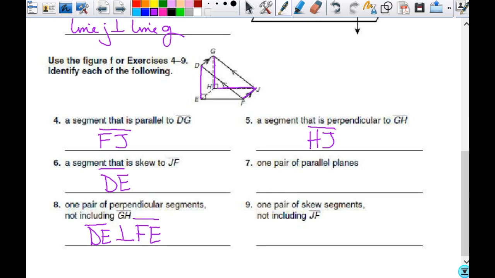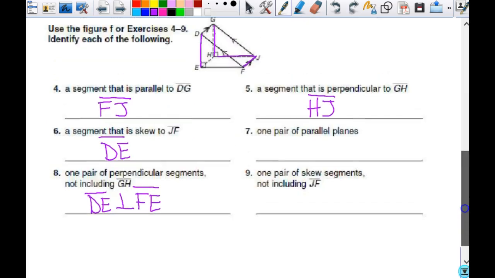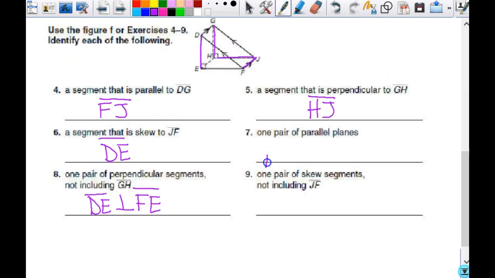One pair of parallel planes. Is there even more than one pair that exists on here? No. Okay, so I know I have to say plane something is parallel to plane something, right? And so those will be the two triangles. I only have 3 letters anyway, so DEF and GHJ.